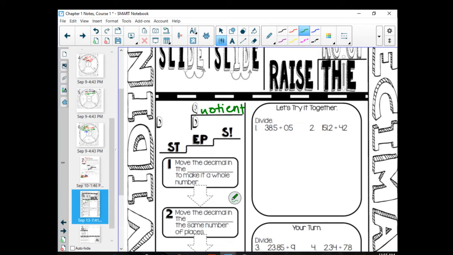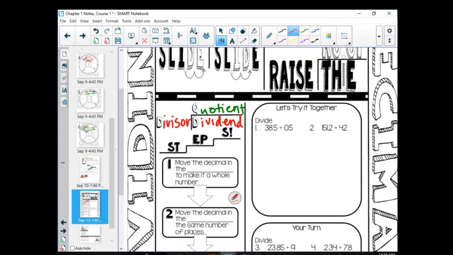Now, this is where it gets confusing. Your divisor goes on the outside. Dividend goes on the inside because he's in the den of your house. You have to know where things go.